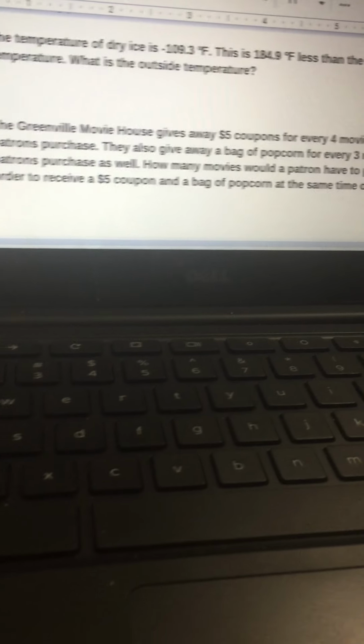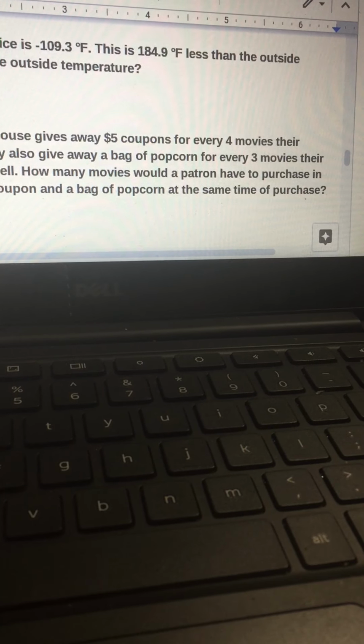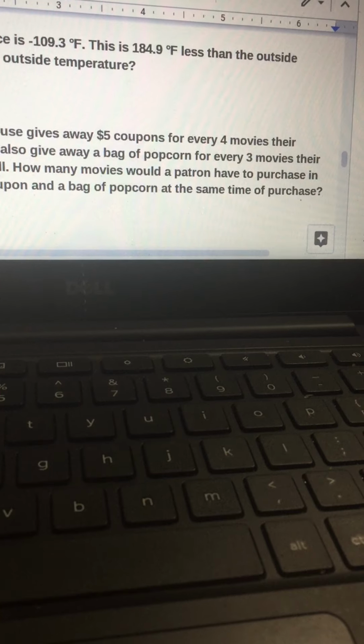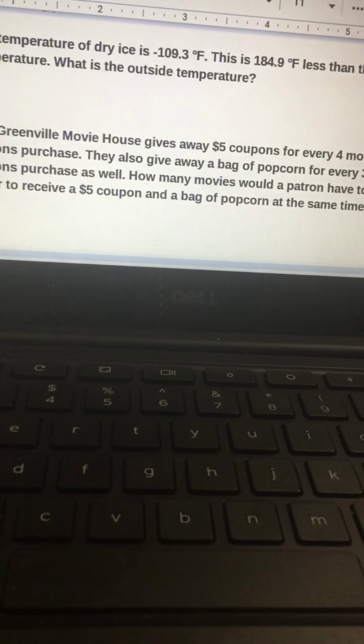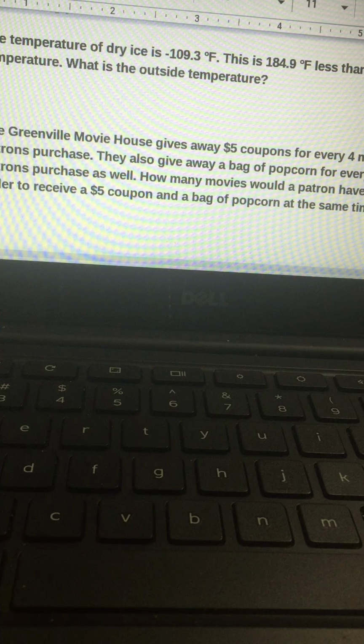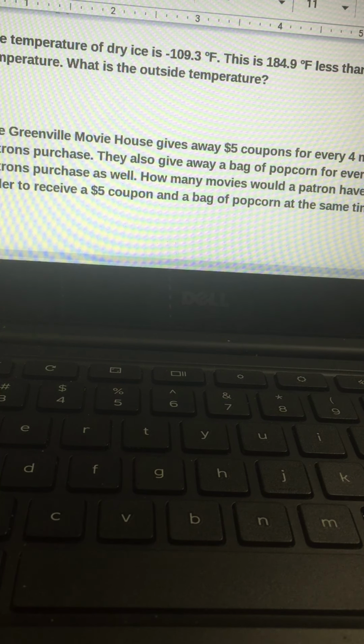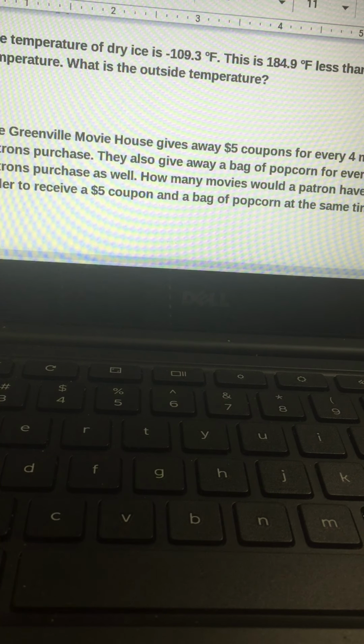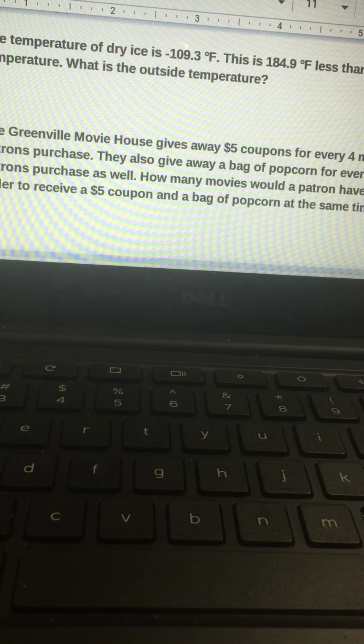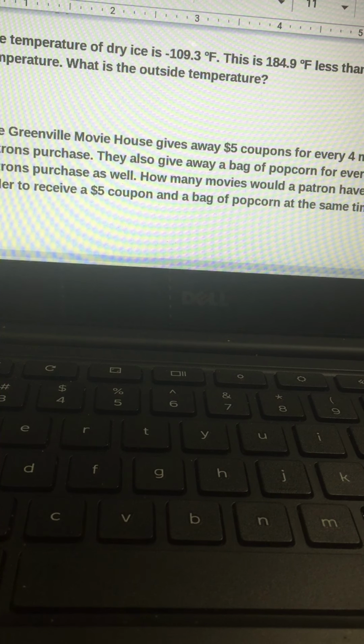This word problem basically is asking you about a special that's going on at the movie house. So it says the Greenville Movie House gives away $5 coupons for every 4 movies their patrons purchase. Then it says they also give away a bag of popcorn for every 3 movies their patrons purchase as well. How many movies would a patron have to purchase in order to receive a $5 coupon and a bag of popcorn at the same time of purchase?